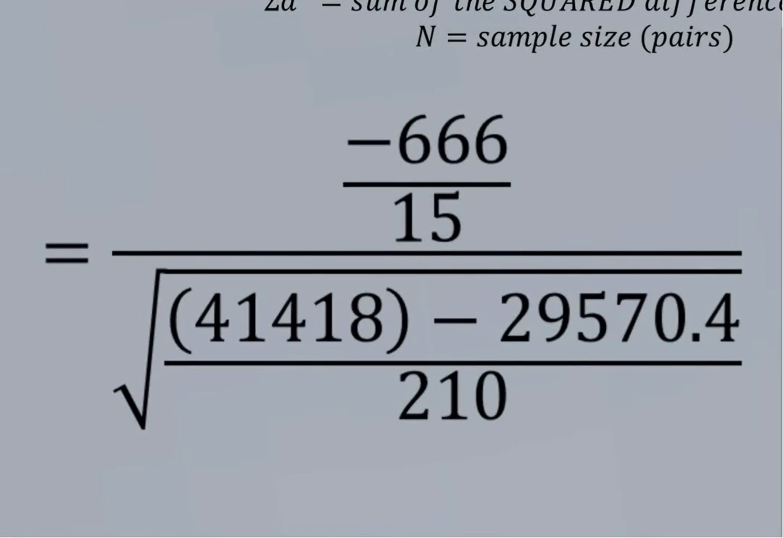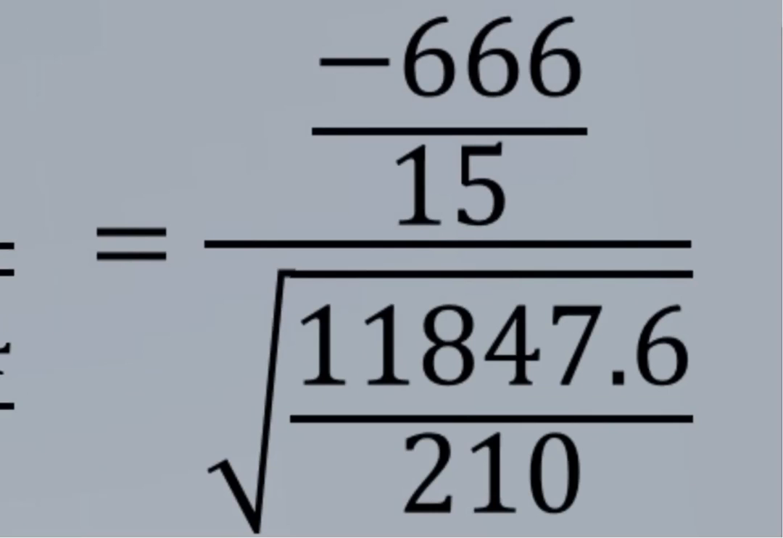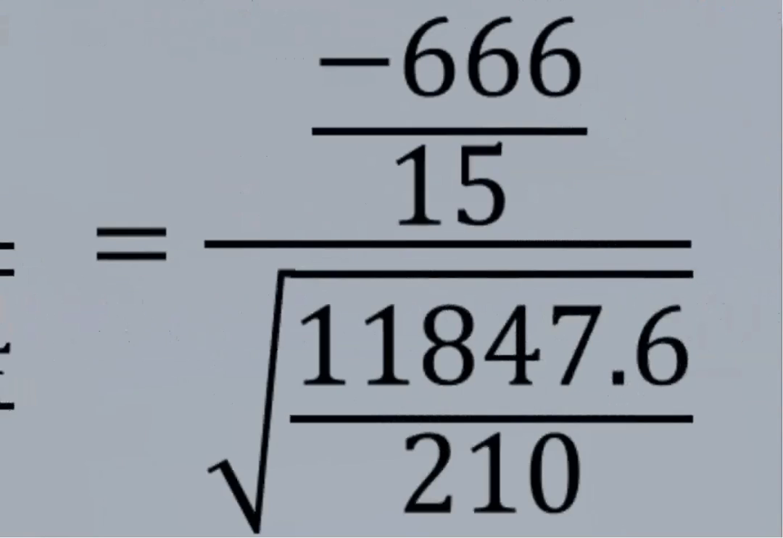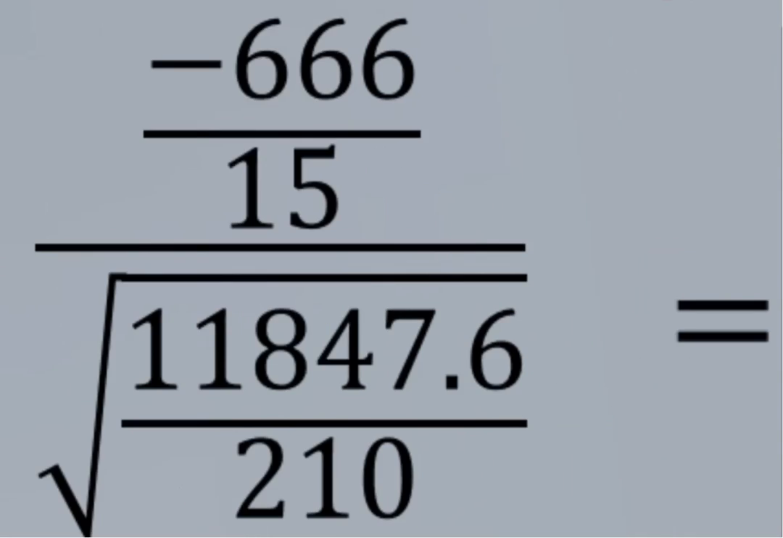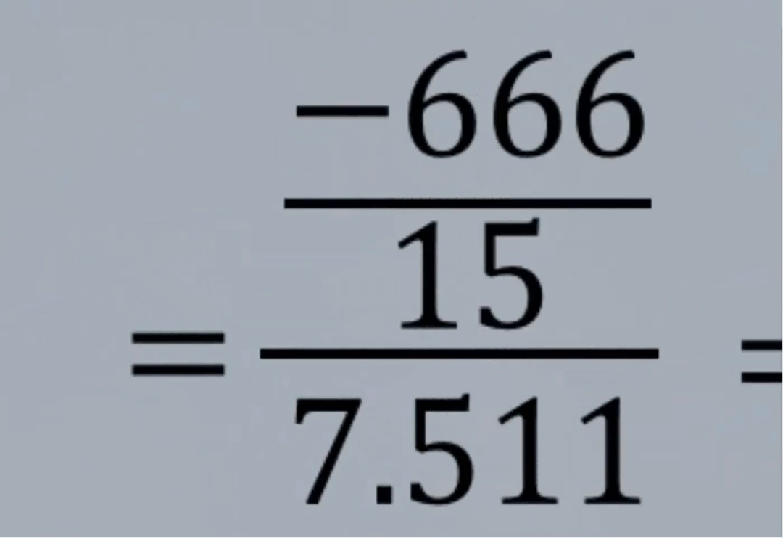The numerator is still the same, negative 666 divided by 15. Then I'll continue solving each of these equations. What I've done here is solve the top section, 41,418 minus 29,570.4. Then I divide that number by 210, so I'm still in the denominator here. Okay, and so we have the square root of 56.1417 that we need to solve. So we can go ahead and solve that.